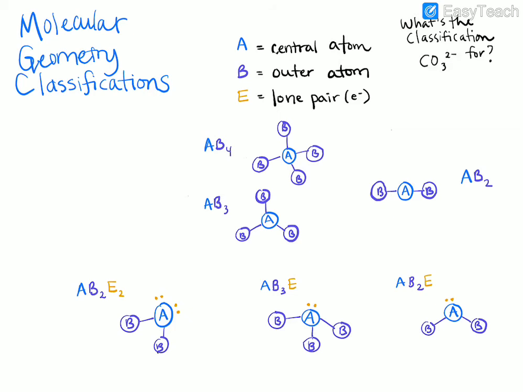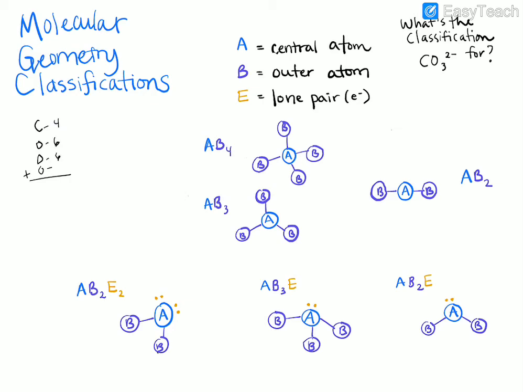Okay, so we're going to look at just one more, and this time we are looking for this polyatomic ion's classification. What's the classification for this carbonate ion? So CO3 with a 2 negative charge. Again, let's not jump to going, oh, this is an AB3. We need to determine that. So we're going to break down this formula and count up our valence electrons.